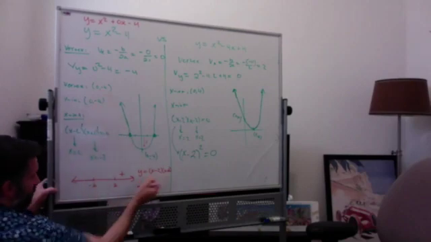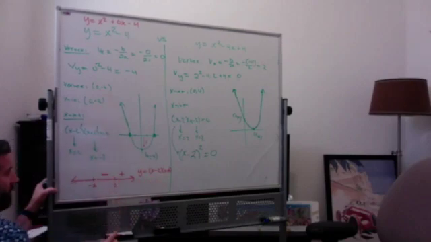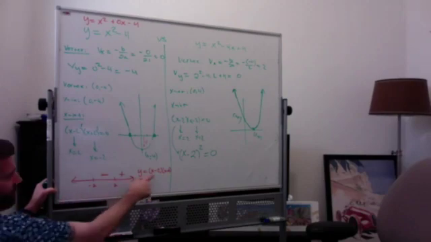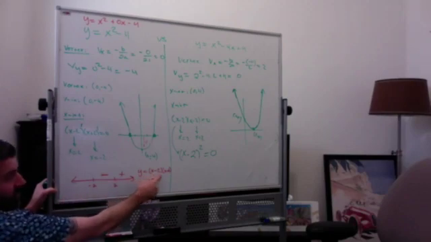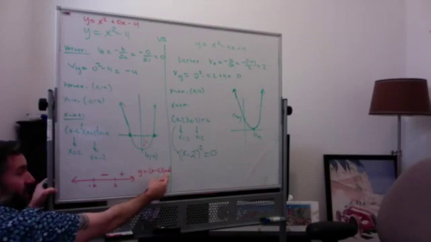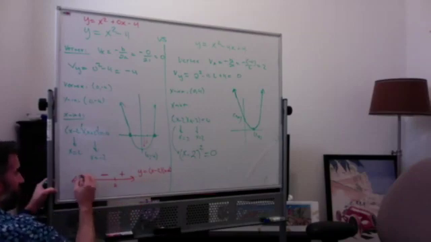Negative 2 times positive 2 is negative 4. And if I pick something like negative 3 out here, negative 3 minus 2 is negative. Negative 3 plus 2 is also negative. And then negative times negative is positive.